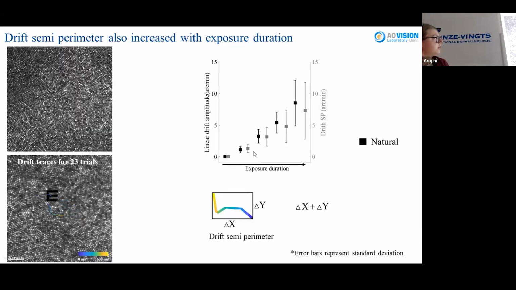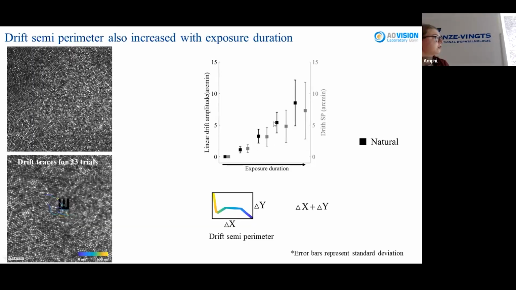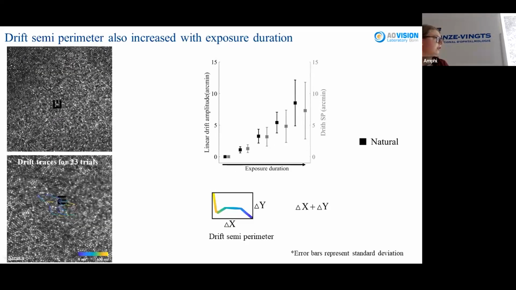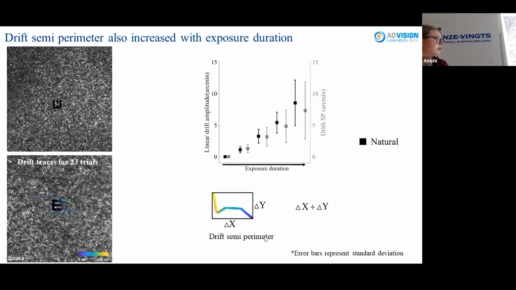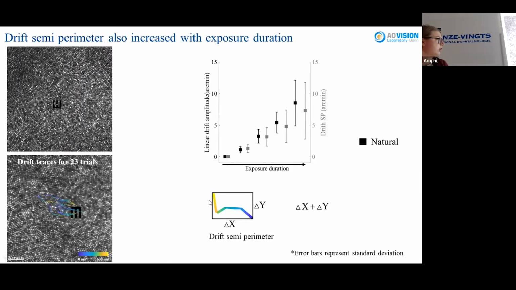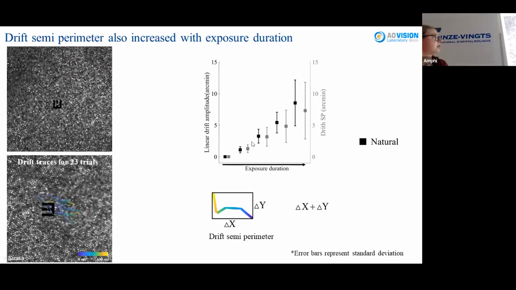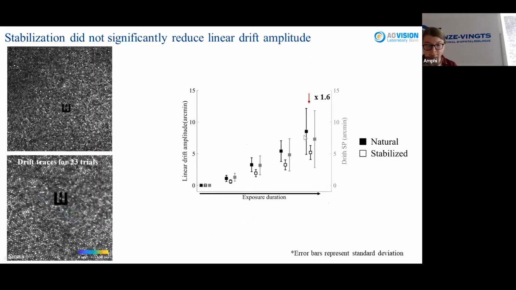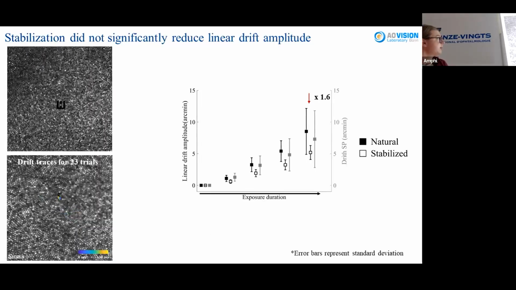Here in light gray, you can see that the area on the retina also grew. We measured this area of the retina with the drift semi-perimeter of the motion trace. It also grew proportionally with the increasing exposure duration of the stimulus. But what will happen in the stabilized condition?